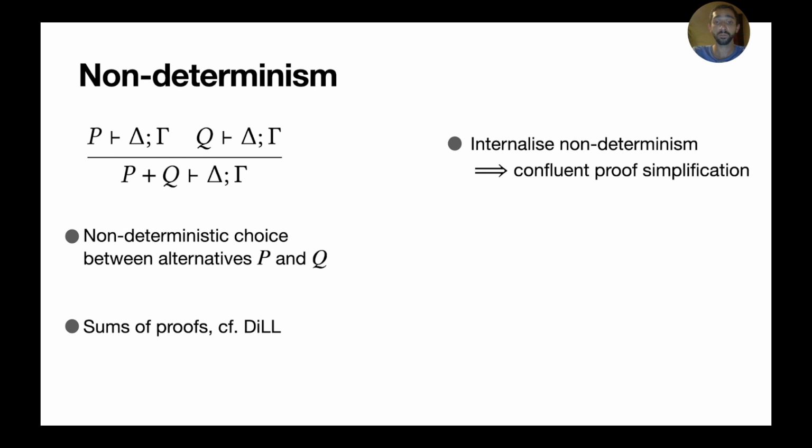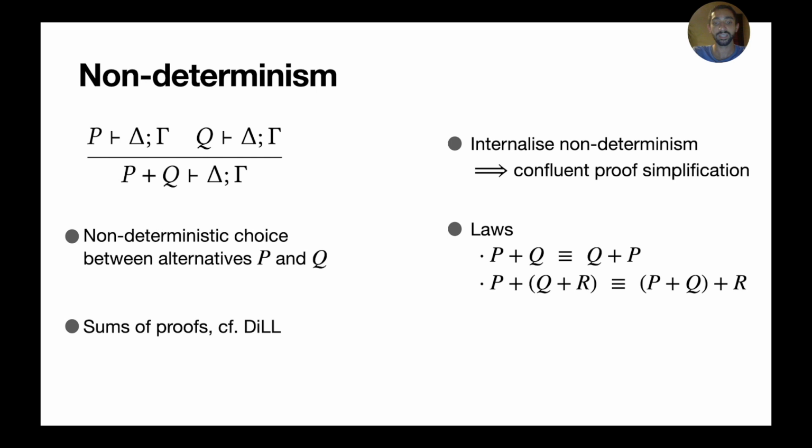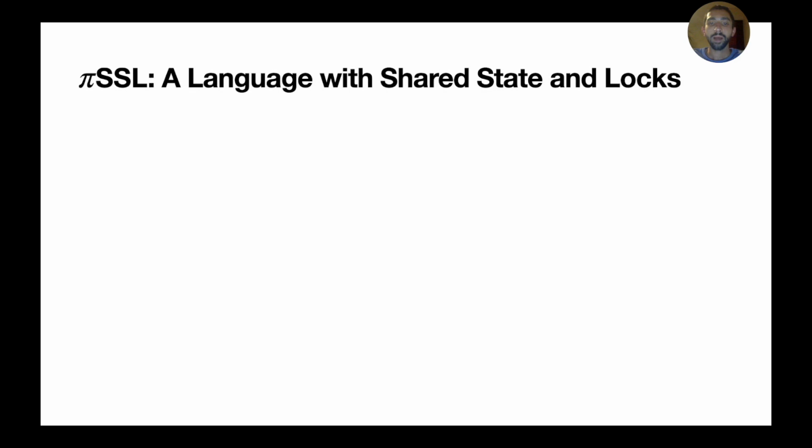In our model, sums satisfy the expected axioms of non-deterministic sums of process algebras, like commutativity, associativity, and idempotency, which remarkably model as logical proof conversions. We extend PySS with locking primitives, obtaining what we called PySSL.